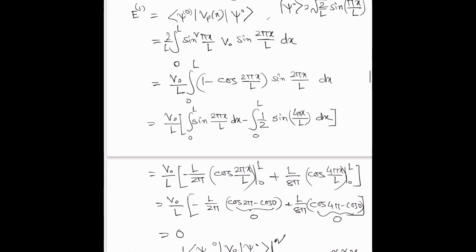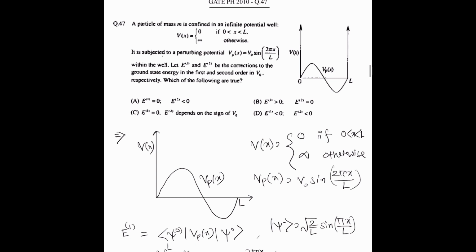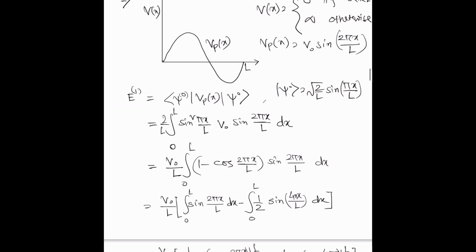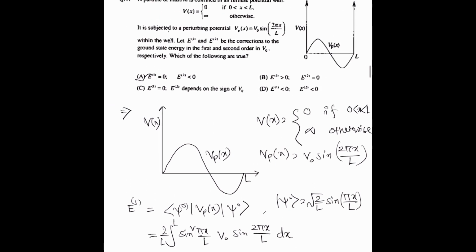So the correct option will be: the first order correction is 0 and the second order correction is less than 0. So option A is correct. You need to calculate both of the corrections and then you can see that option A is correct.